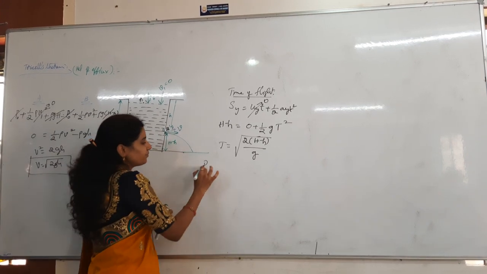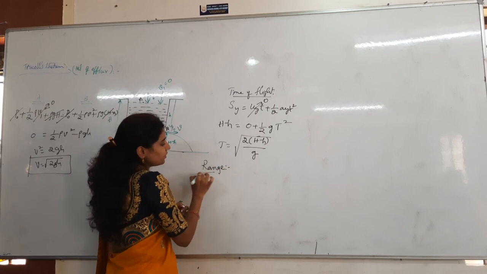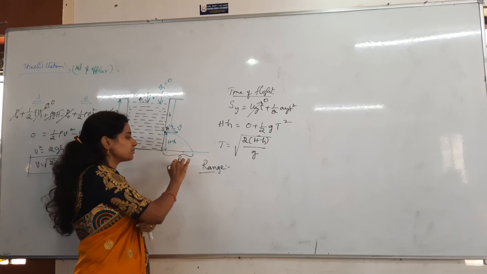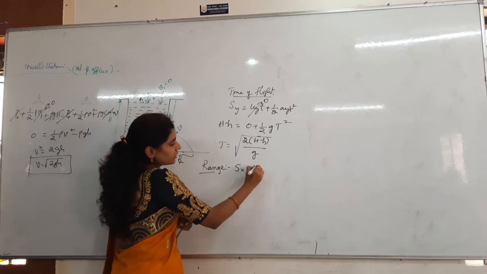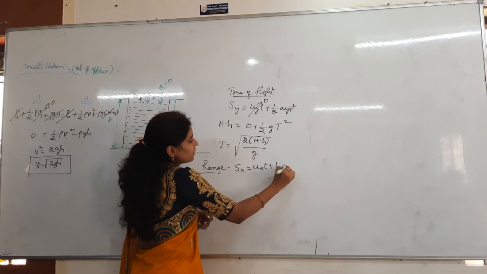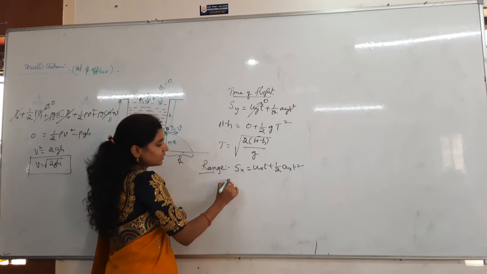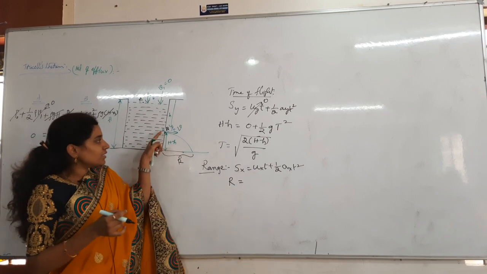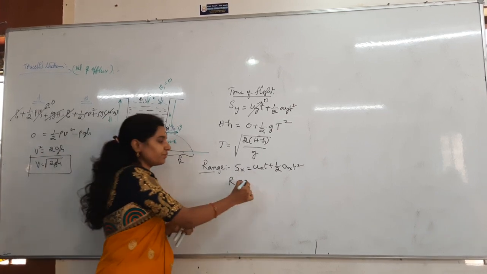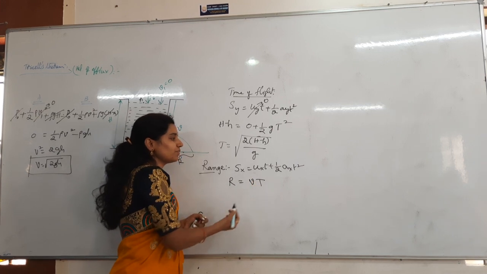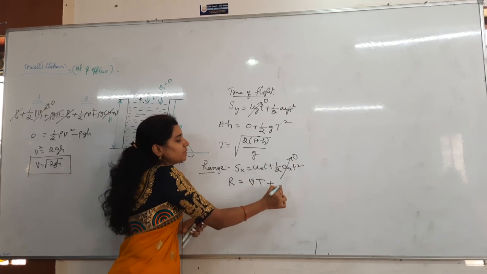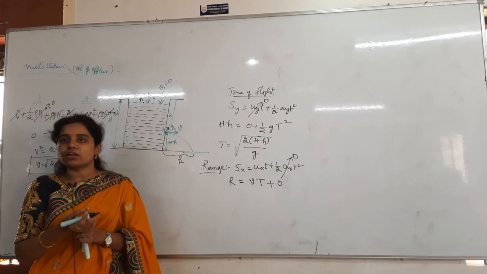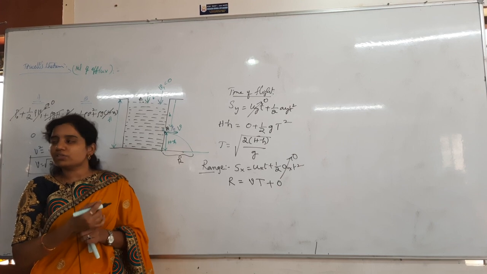Next, the range formula. Range is nothing but, which displacement equation will we use? Horizontal displacement. Why? Because this is a range, horizontal displacement. So what I can use is Sx is equal to ux t plus half ax t square. Sx is nothing but the range. Ux is how much? Horizontal velocity is v. Then v into t is the time of flight. Half ax value becomes 0. Only gravity is there, only along the y axis. Along the x axis there is no gravity.